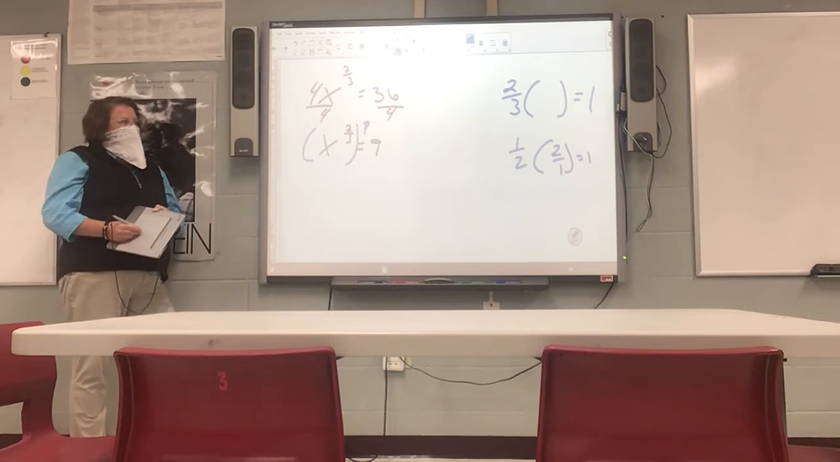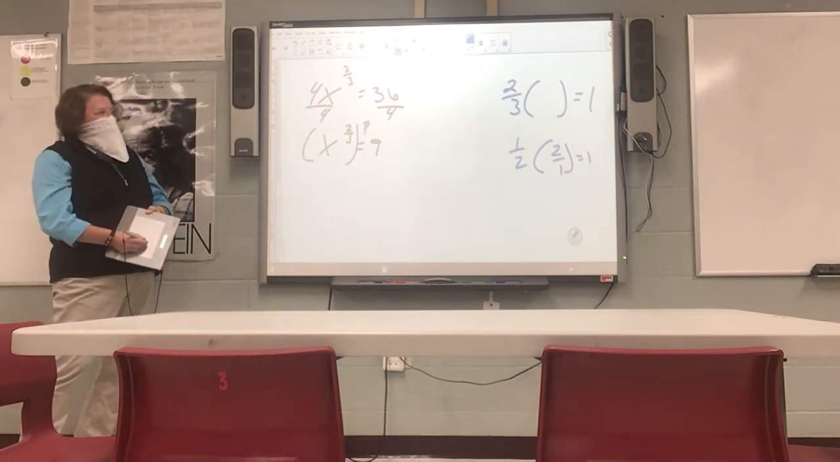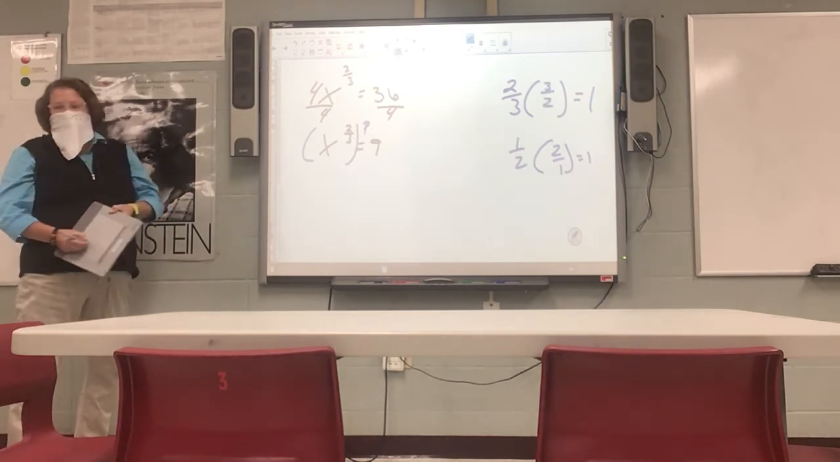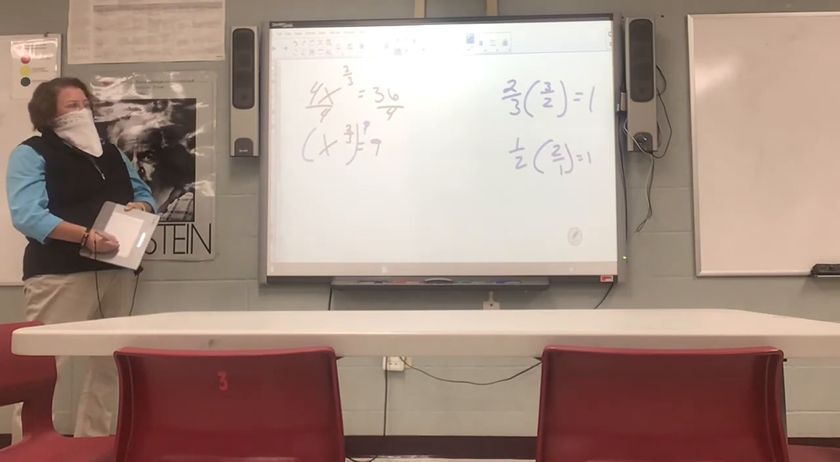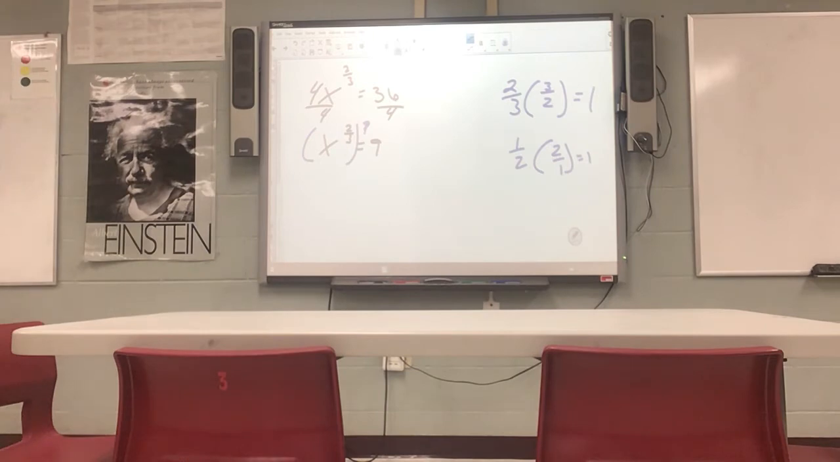Reciprocal, very good. So I wonder if I took the reciprocal, like Zach said, of 2/3, and I multiplied that, would that equal 1? 2 times 3 is 6, 3 times 2 is 6, 6/6 is 1. So it's always the reciprocal. You can multiply a fraction by its reciprocal and get the number 1.